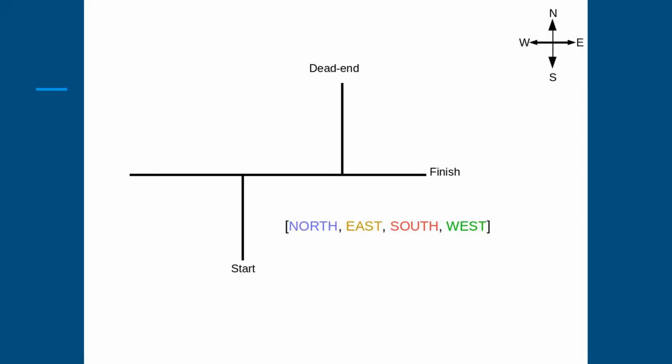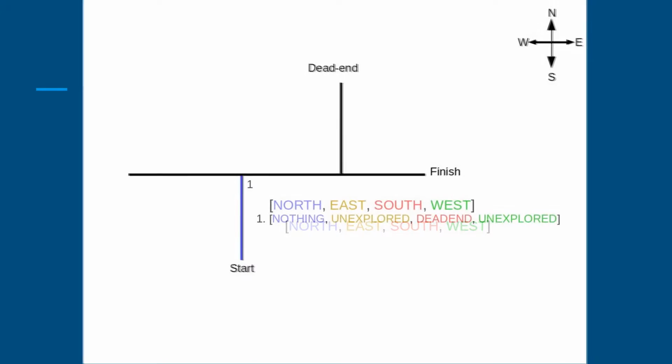Now we're going to go through an example of the algorithm. First of all, we have an array storing north, east, south, and west values, ideally as a linked list for each cardinal direction. Beginning at the start, we move north, and at our first intersection, we see nothing to our north, an unexplored area to our east, a dead end to our south, and more unexplored area to our west.